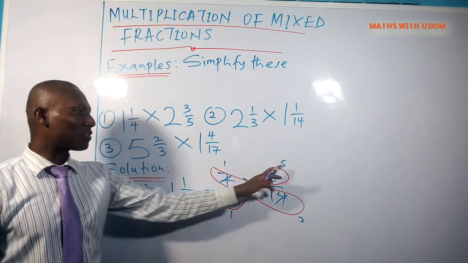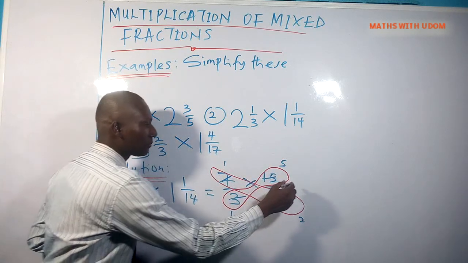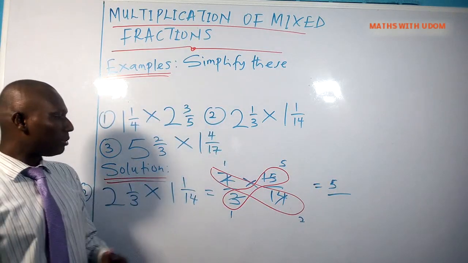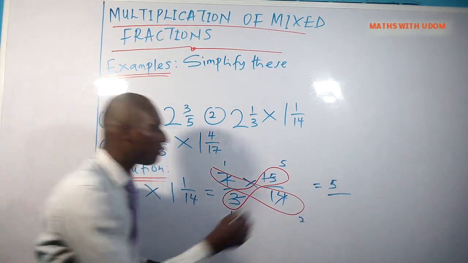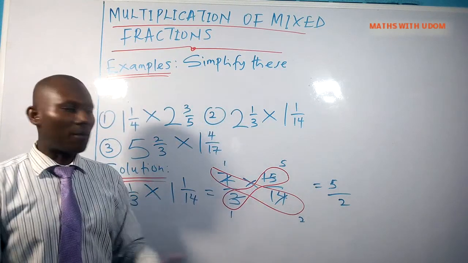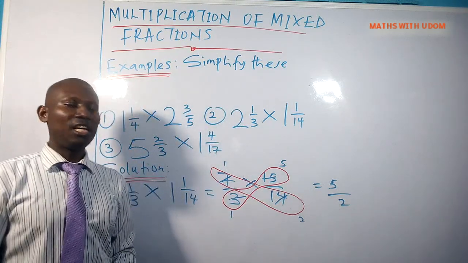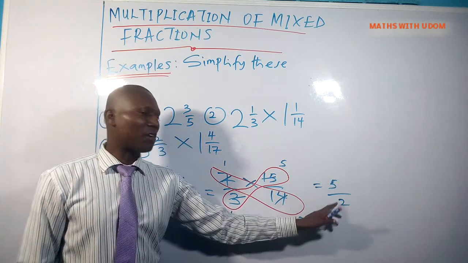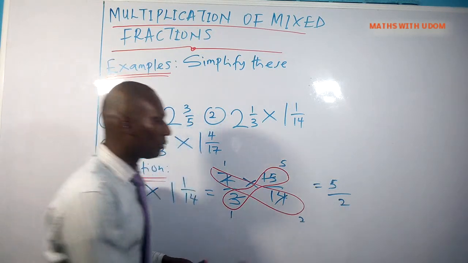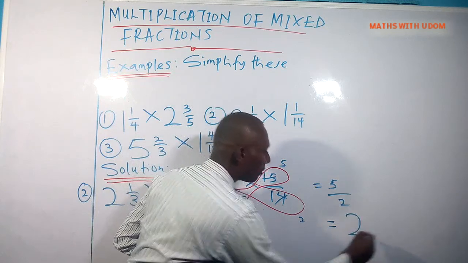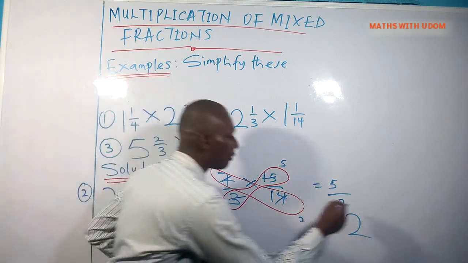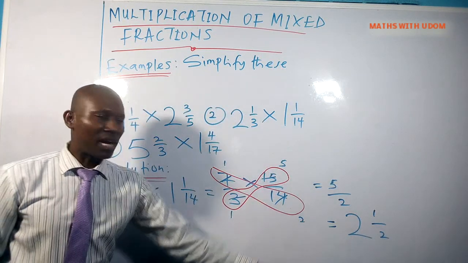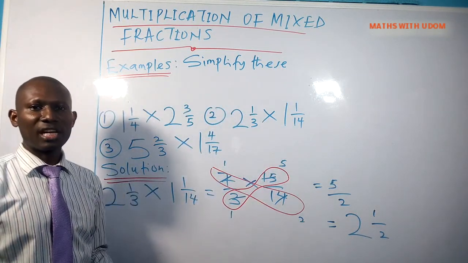So we have 1 times 5 as our numerator. We get what? We have 5. And then the denominator, 1 times 2, we have what? We have 2. We can't leave our answer this way because it's an improper fraction. We change this number to a mixed fraction. How many times can 2 go in 5? 2. So we have 2 whole number, 1 over 2. And that is our final answer, okay? In solving this kind of problem.